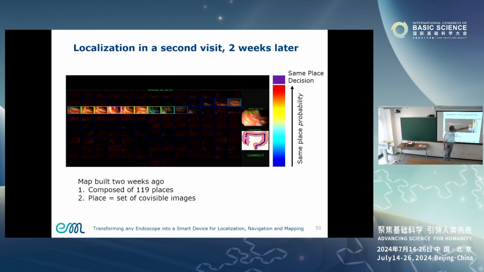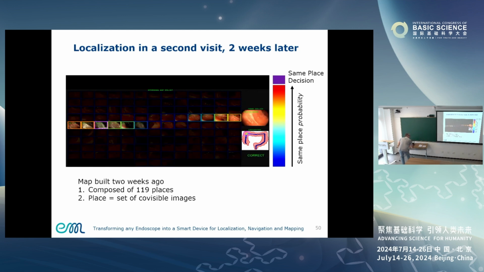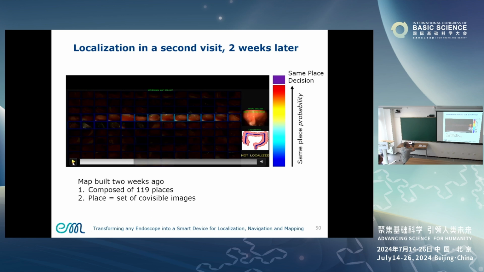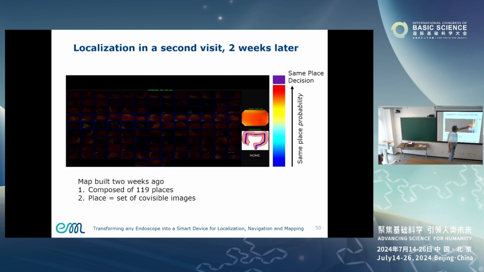So when we start to see the colonoscopy, what we do is, for example, when we get this frame, we ask the system, where do you think we are localized? And all the places tell us very likely not here. So at this point, we don't know where we are.